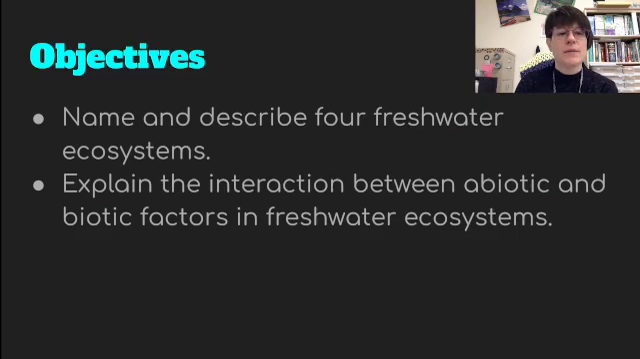So our objectives today were to name and describe 4 freshwater ecosystems and explain the interaction between abiotic and biotic factors in freshwater ecosystems, mainly the oxygen content of them.